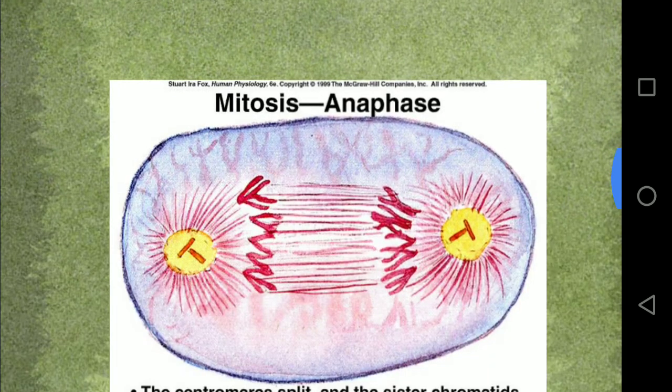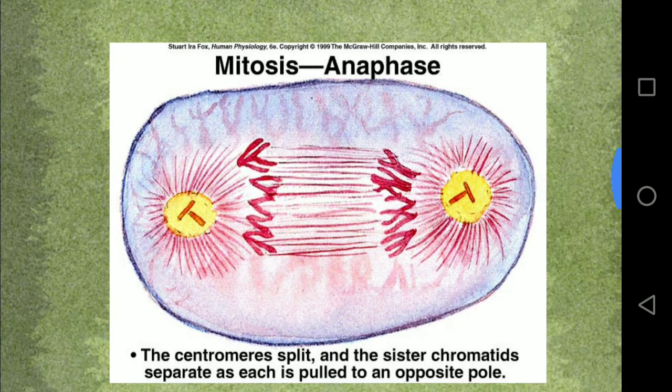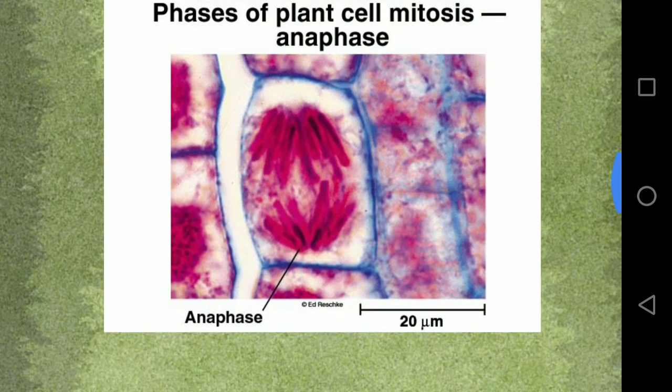So here's a color animation or drawing of what that looks like. You can see that the chromosomes have been separated and they have moved and migrated to opposite ends of the cell. Here's what it looks like in a stained sample of a plant cell.